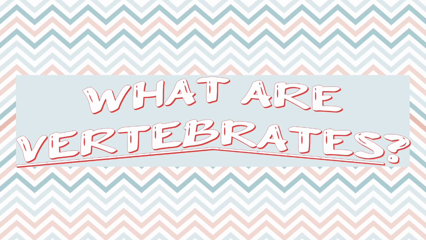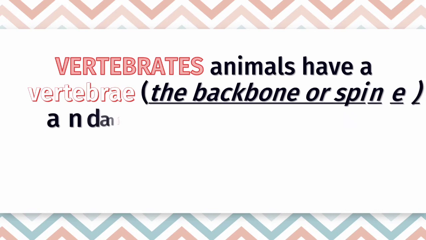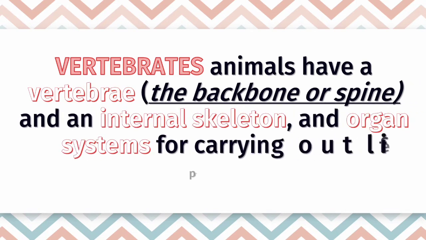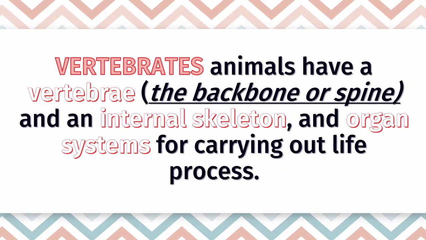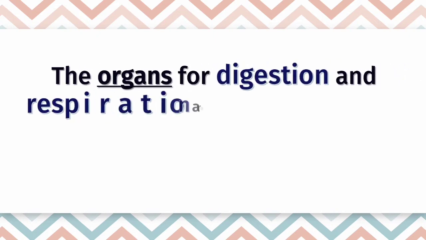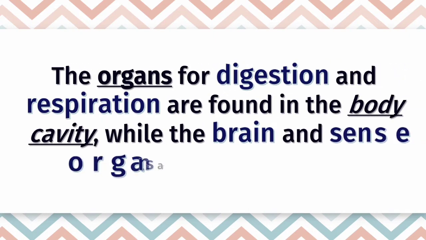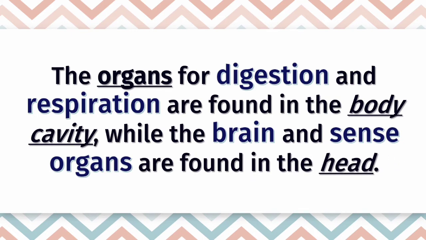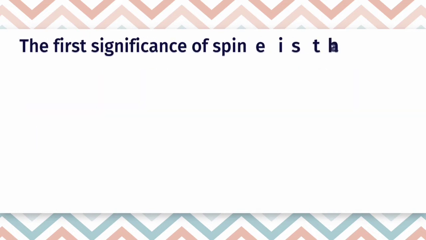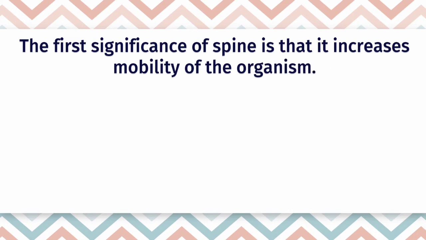So what are the vertebrates? Vertebrate animals have vertebrae, or the backbone or spine, and an internal skeleton and organ system for carrying out life processes. The organs for digestion and respiration are found in the body cavity, while the brain and sense organs are found in the head. The first significance of the spine is that it ensures mobility of the organism.